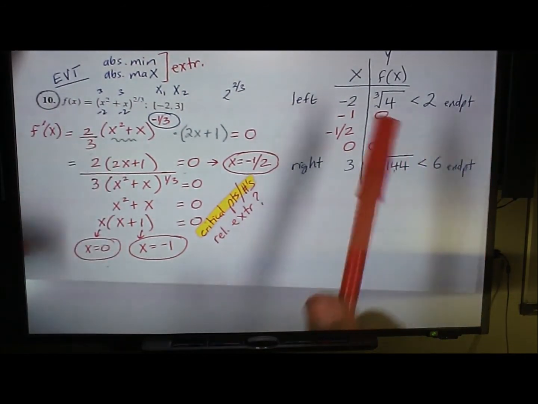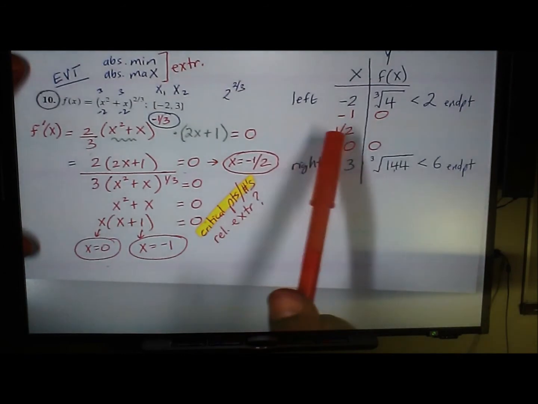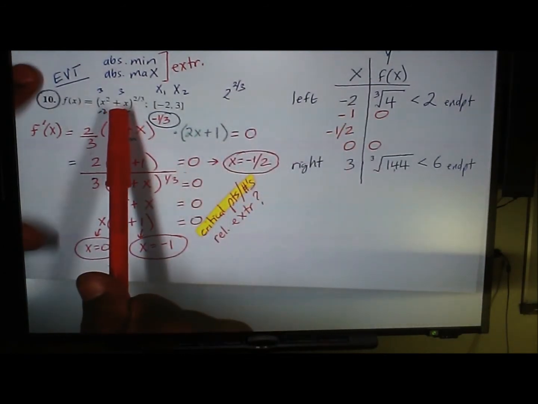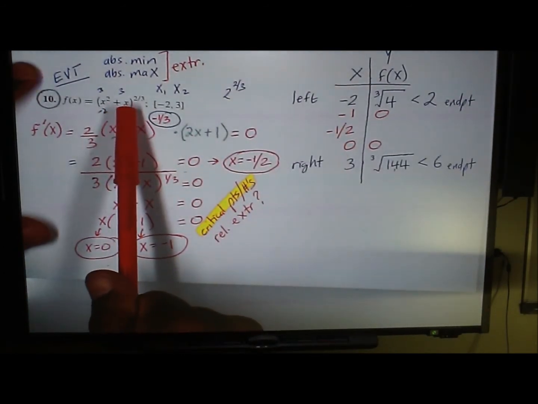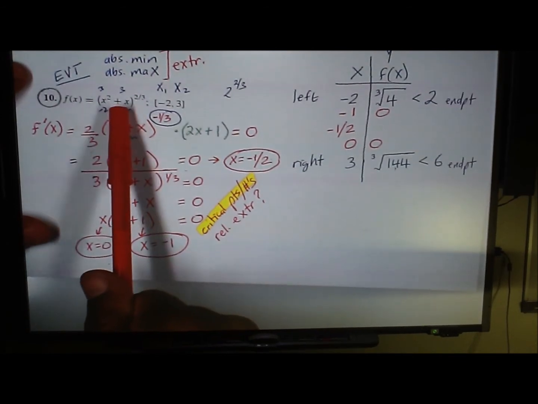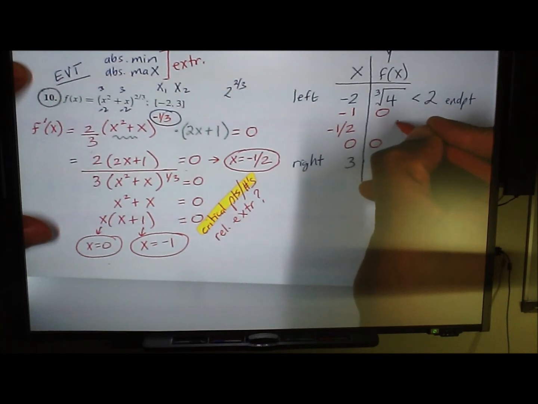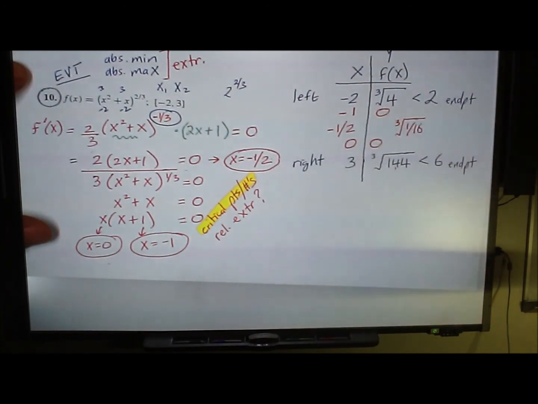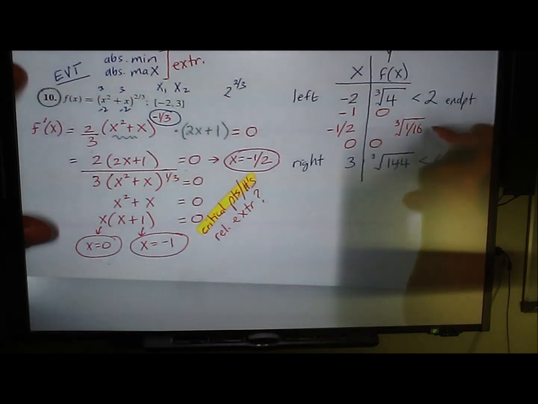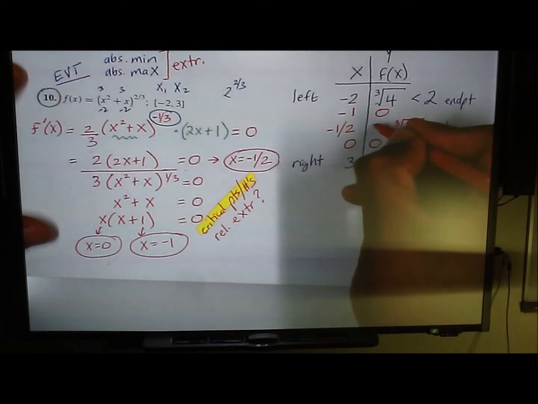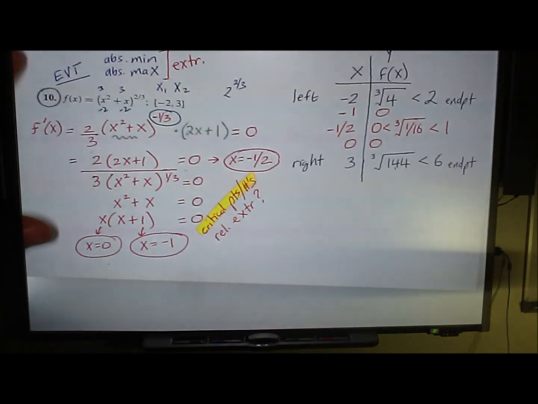So the only thing I've not figured out is -1/2. So let me take -1/2 and plug it in here. I get 1/4 minus 1/2, which is -1/4. -1/4 to the 2/3 is the cube root of 1/16, which is a very, very small number. It is definitely less than 1, but of course it is bigger than 0.